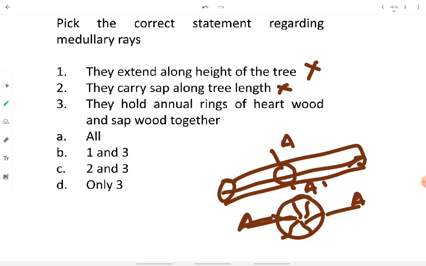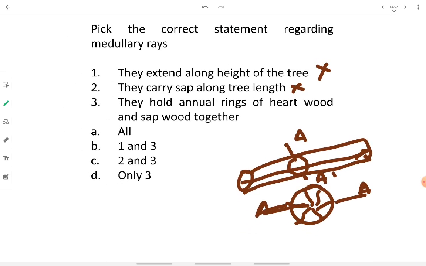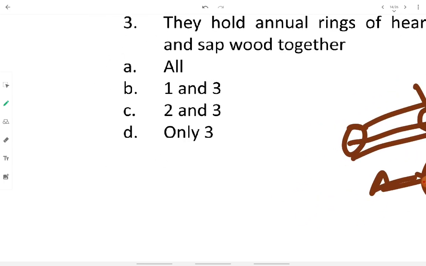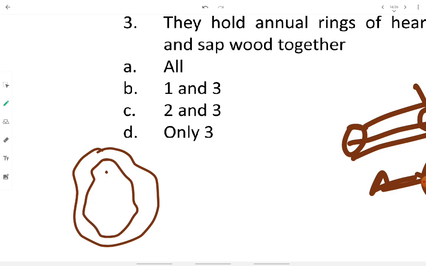Then point number 3 says they hold annual rings of hardwood and sapwood together. Yes, this point is correct. For example, this is the wood cross section we are having here. Let's draw it over here. These are the annual rings, and this is the pith, that is the centermost section. Then these are the medullary rays. They grow radially, and they just look like spider webs woven.